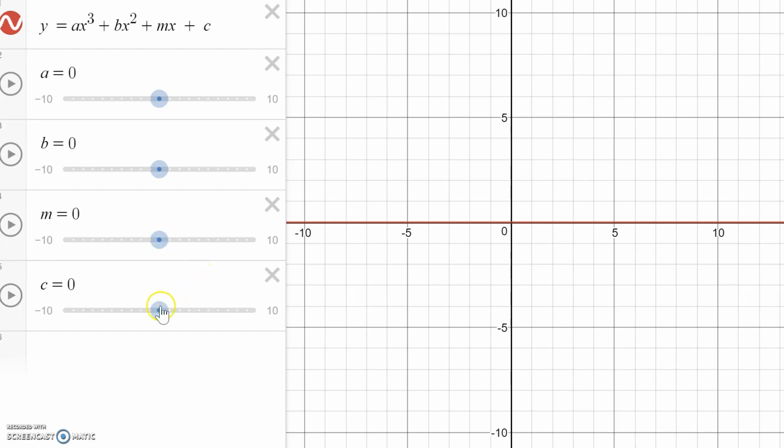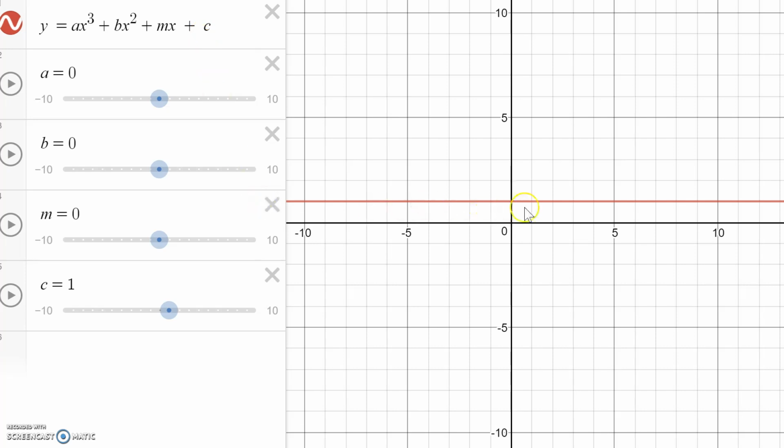Right, so let's have a look at my bottom slider. My bottom slider gives c up here some sort of value. So if I leave a as 0, we have no x cubes. If I leave b as 0, we have no x squareds. If I have m as 0, we have no x's. But if I make c 1, we've now got y equals 1, because this c value here is now 1. So our equation, even though this stuff is here, has no x cubed, no x squares, no x's. You might as well pretend that's not there. We've got y equals 1.